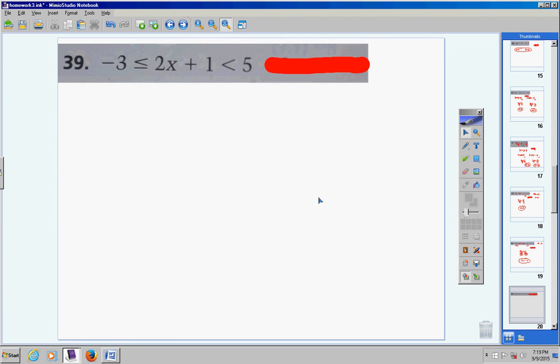Now, notice 39 does not have absolute values. However, it does have 2 inequality symbols. That means we have a compound inequality. Either it's a conjunction or a disjunction. Well, this is a conjunction, and so what we have to do is get x all by itself in the middle. So there are 2 numbers we want to get rid of, a 2 and a 1. Always save the coefficient for last. So let's get rid of the 1 first.